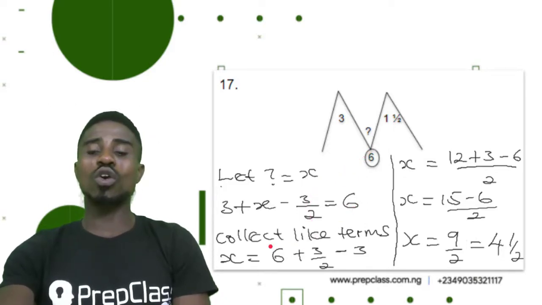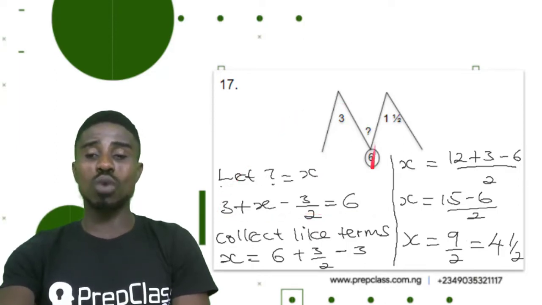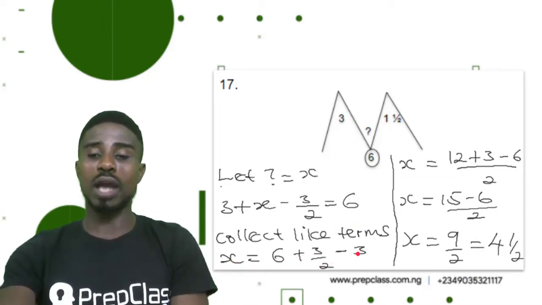So next we collect like terms. So these real numbers are like terms, so they will stay on one side of the equality sign and x will stay on one side. So 3 will come over here to become minus 3, and minus 3 over 2 will come over here to become plus 3 over 2. So when a negative sign crosses the equality sign, it changes to plus, and when a positive sign crosses the equality sign, it changes to minus. So it can be written as x equal to 6 plus 3 over 2 minus 3.